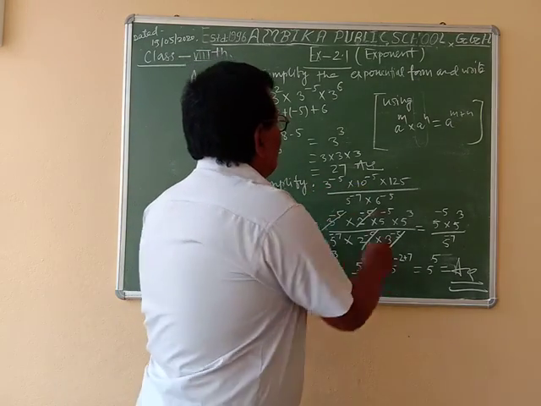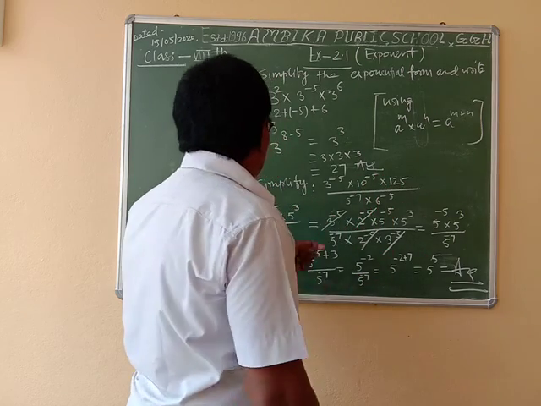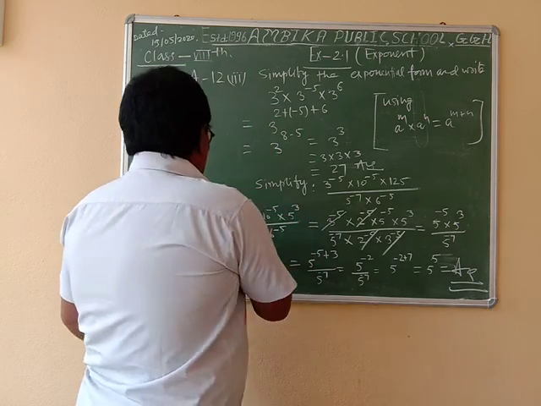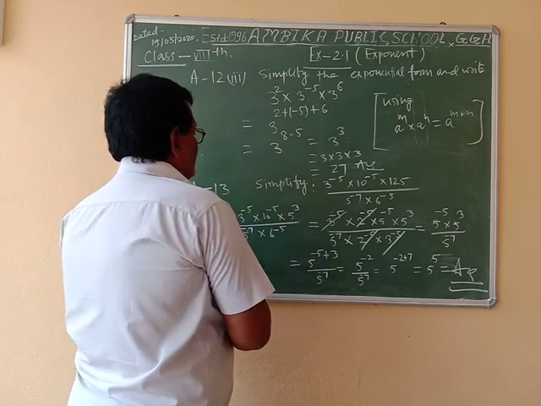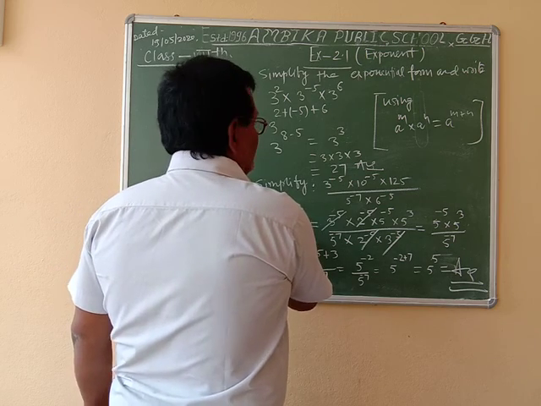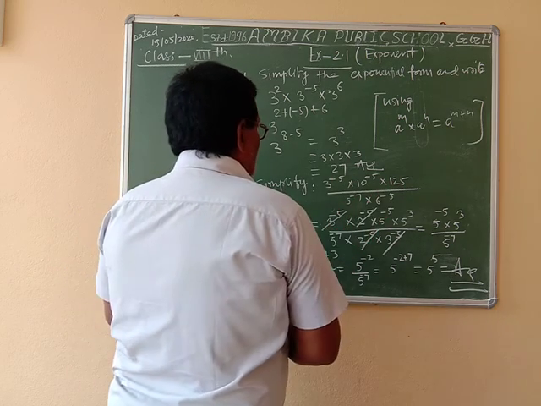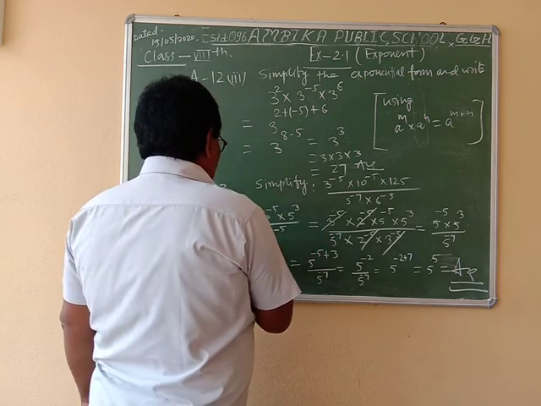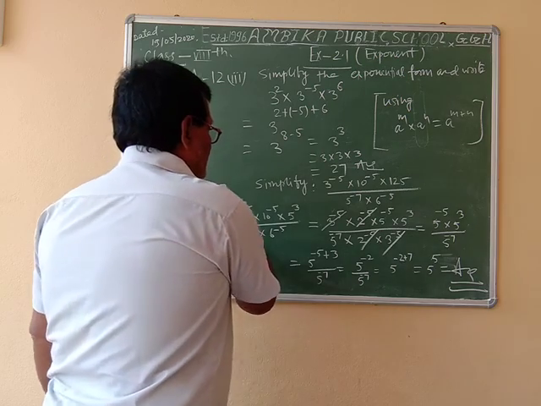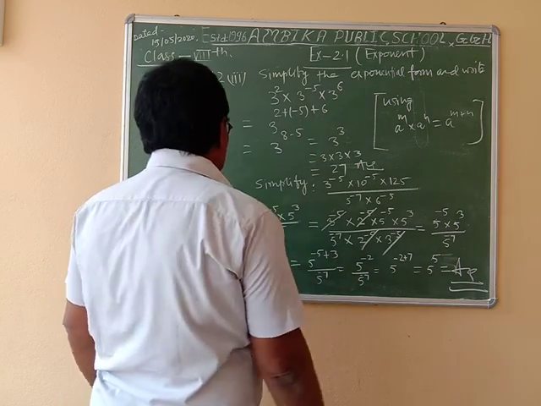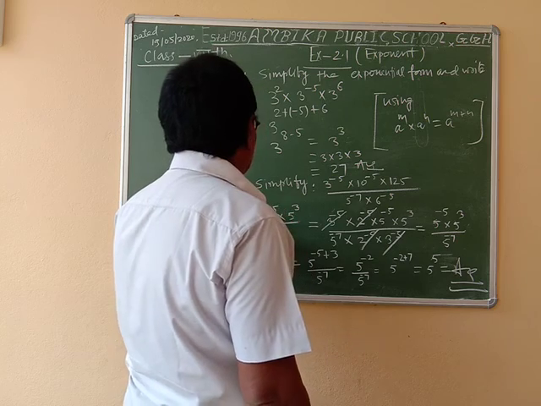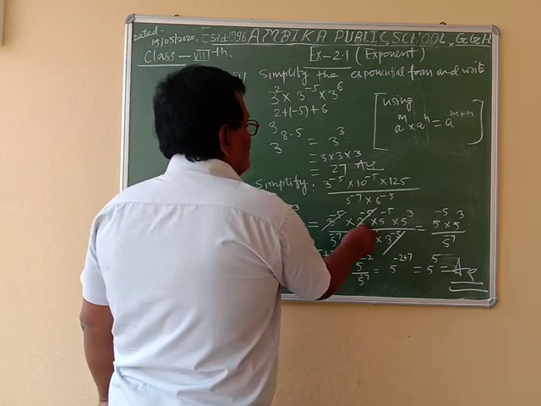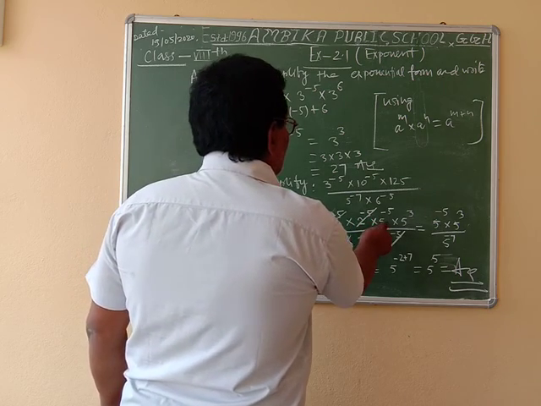3 to the power minus 5 multiplied by 10 to the power minus 5 into 125 by 5 to the power minus 7 into 6 to the power minus 5 is equal to 3 to the power minus 5, and we can write 10 to the power minus 5 into 125 in the exponential form. We can write 5 to the power cube divided by 5 to the power minus 7 into 6 to the power minus 5 is equal to 3 to the power minus 5 into 10 to the power minus 5 is equal to 2 to the power minus 5 into 5 to the power minus 5.